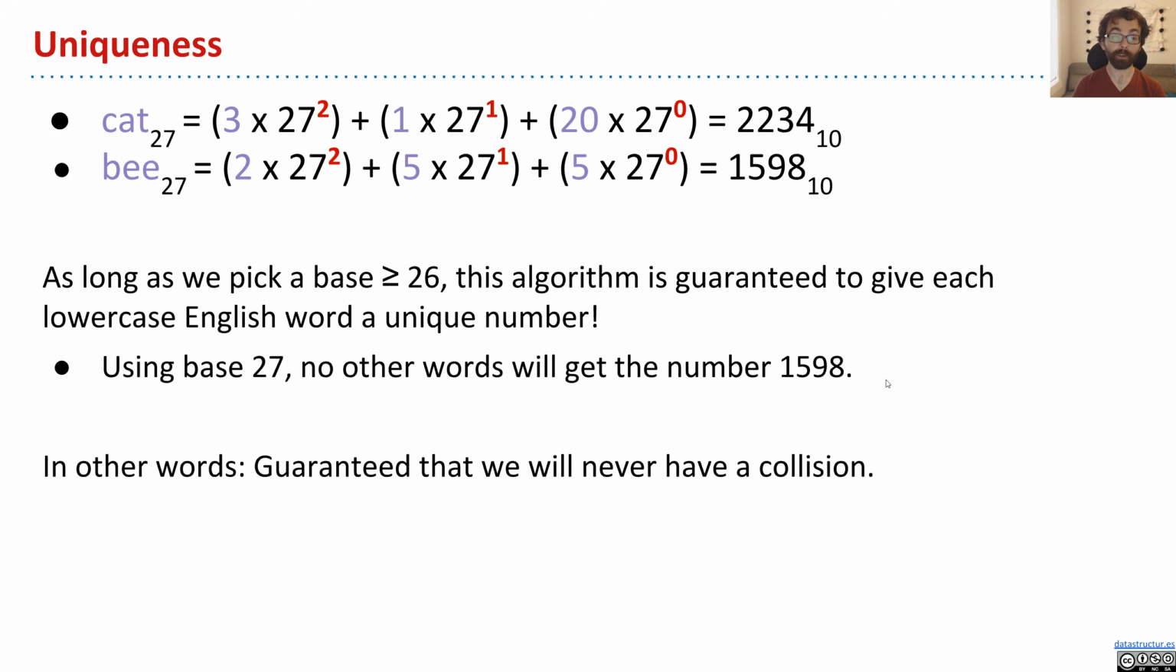Now it turns out that as long as we pick a base that is greater than or equal to 26, this algorithm will definitely give us a unique number for every possible lowercase English word or even English string. So for example, using base 27, no other strings will get this number 1,598. We will never have a collision as long as we pick this nice large base. And why is that? Well, by analogy with decimal, there's no possible way using decimal digits to write the same number in two different ways, and that is also true here. But I'll leave this proof as a thing to ponder.